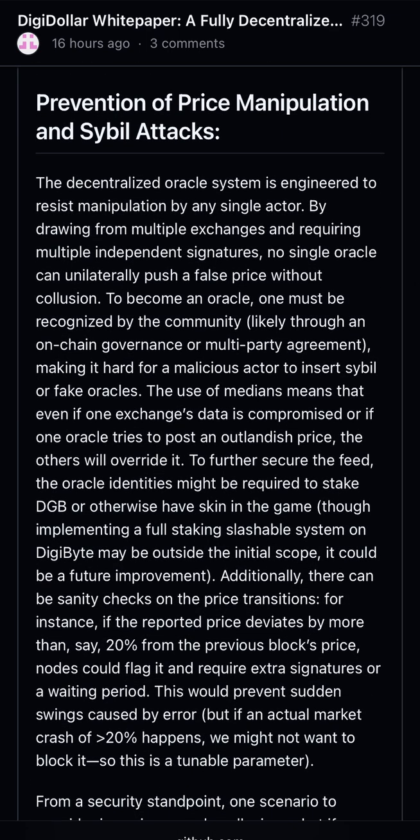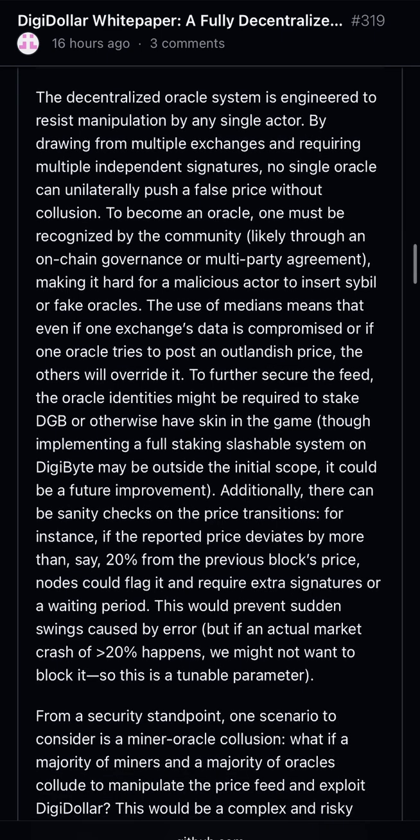Prevention of price manipulation and Sybil attacks. The decentralized Oracle system is engineered to resist manipulation by any single actor. By drawing from multiple exchanges and requiring multiple independent signatures, no single oracle can unilaterally push a false price without collusion. To become an oracle, one must be recognized by the community, likely through on-chain governance or multi-party agreement, making it hard for a malicious actor to insert Sybil or fake oracles. The use of medians means that even if one exchange's data is compromised or if one oracle tries to post an outlandish price, the others will override it.